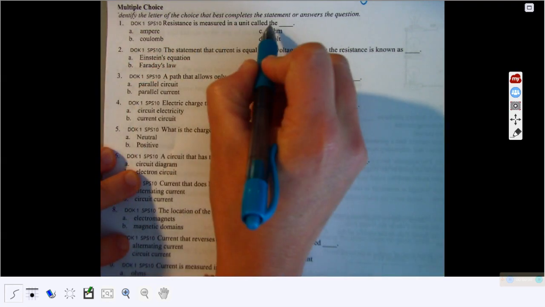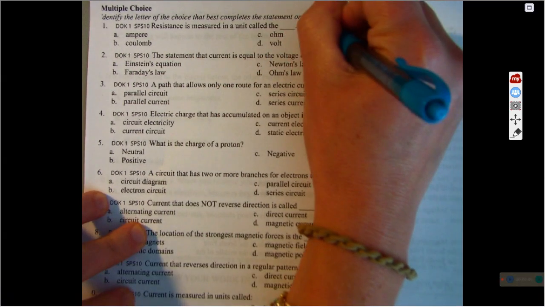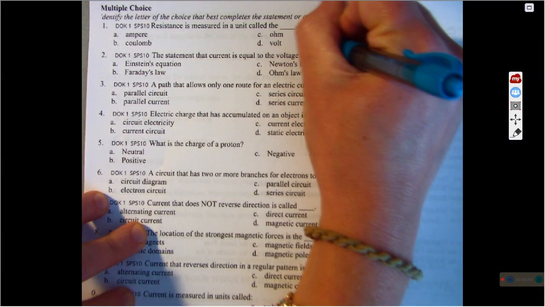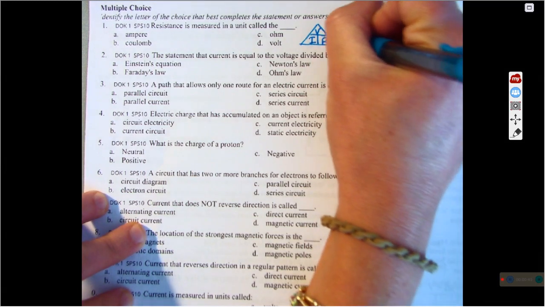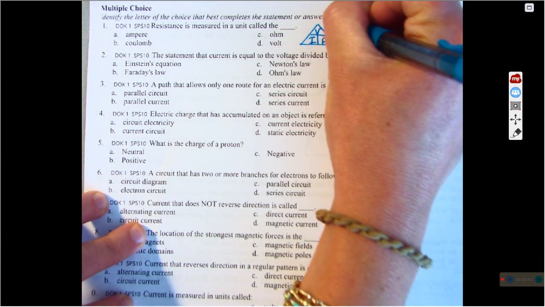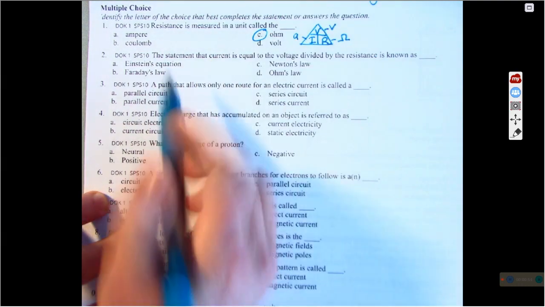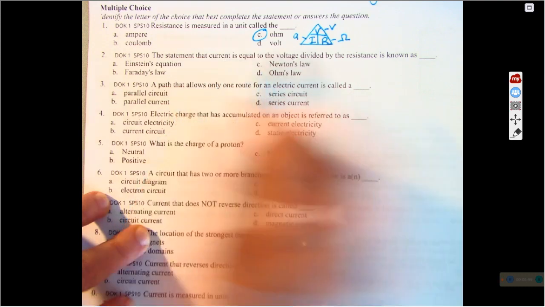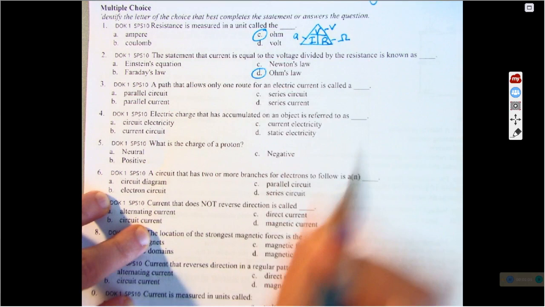Resistance is measured in a unit called, well, we know that volts measures voltage. In our triangle, remember, voltage goes on top, current goes on the bottom left, and resistance goes here. Resistance is measured in ohms, voltage is measured in volts, and current is measured in amps. So the unit for resistance is the ohm. Now, the statement that current is equal to voltage divided by resistance is known as Ohm's law. That's the equation we just had right there.